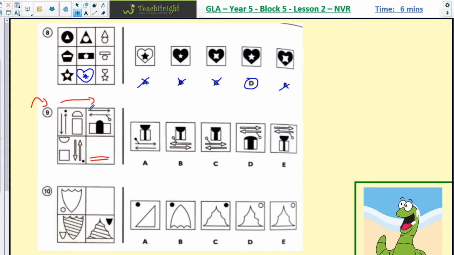The top one, if it was just rotating, would be facing that way, but it's not. So not only is it rotating, but it looks like the heads of the arrows are swapping. So if I rotated it round, instead of pointing to the left, it's now going to point to the right on the top and the left on the bottom. What else can I see is happening?